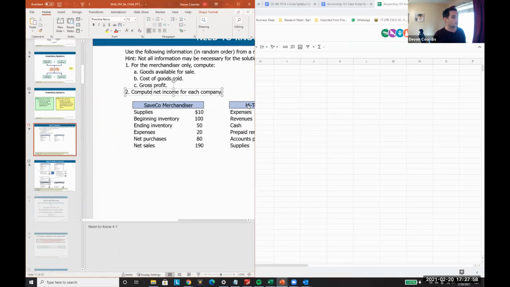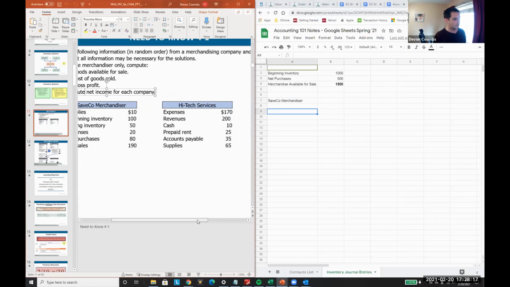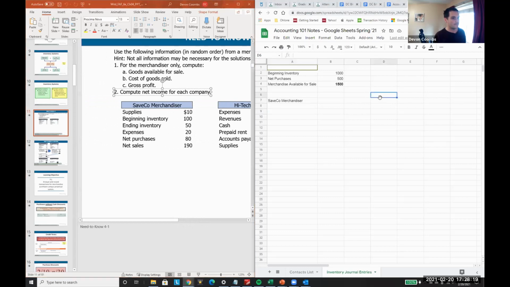And so put it over here. Can you still see my screen at this level? Can you put me in the, okay, awesome. And so we can go Save Co, Merchandiser, and we have the high-tech, probably service company. Let's see, high-tech services. I'll do that later. So we have supplies, beginning inventory, ending inventory, expenses, net purchases, and net sales.